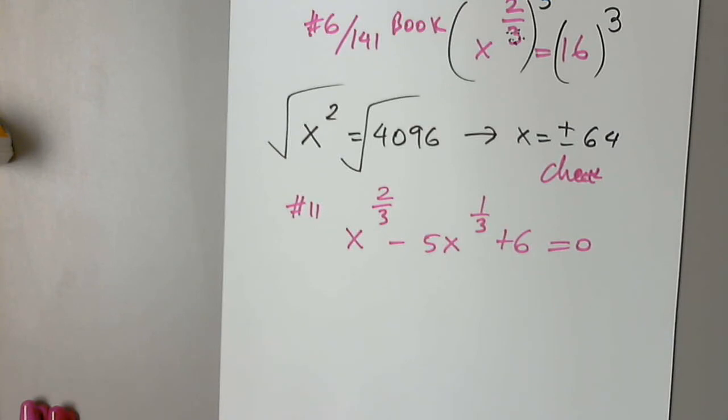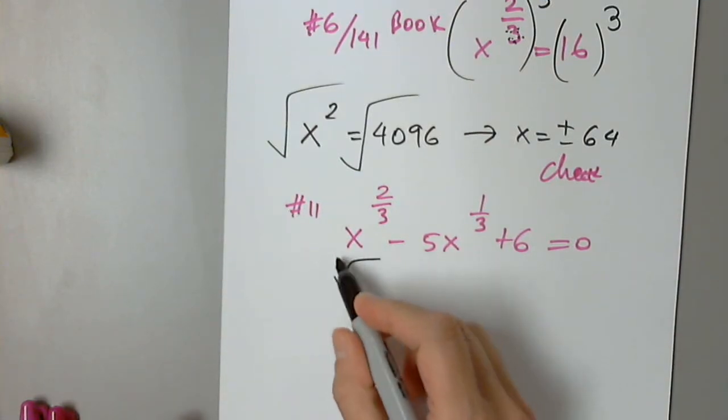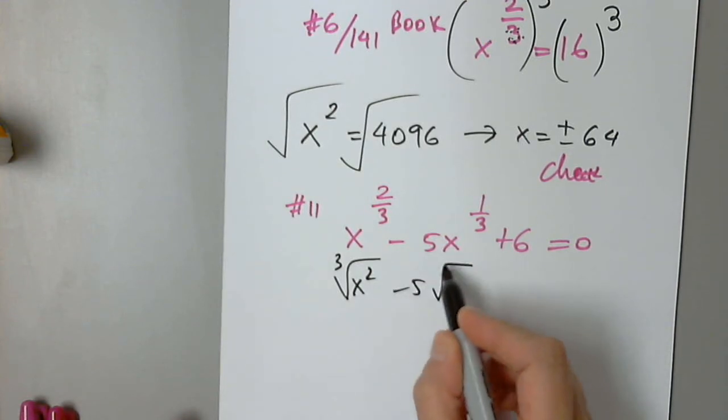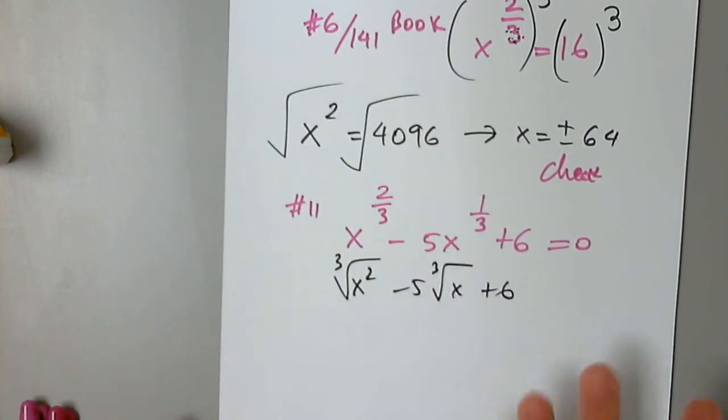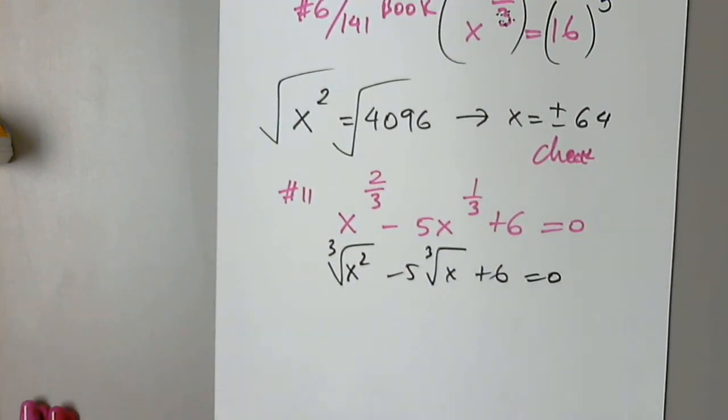I don't know if this is right, but couldn't you just cube root both of the x's and make it x squared? I cannot, they're not like terms. See, this looks like the cube root of x squared minus 5, the cube root of x plus 6. There's nothing I can do here. But there is a way.